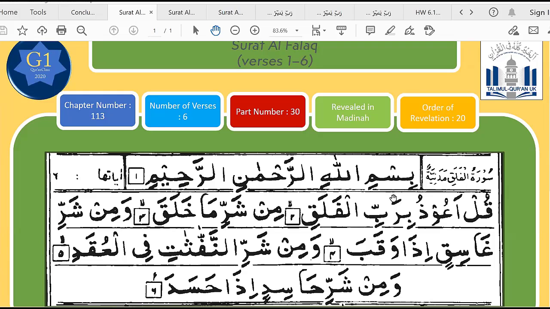Bismillah. بسم الله الرحمن الرحيم. قل أعوذ برب الفلق. من شر ما خلق. Okay, very good.